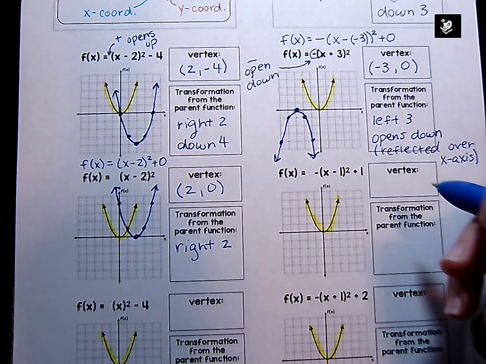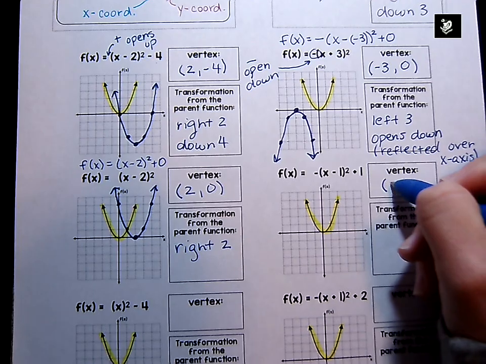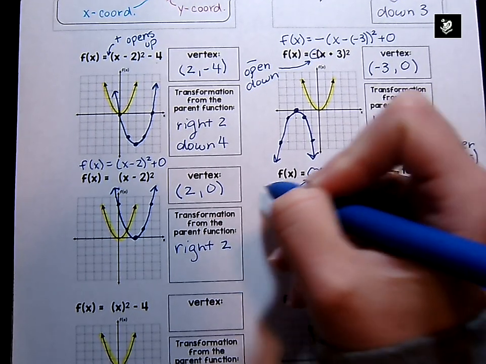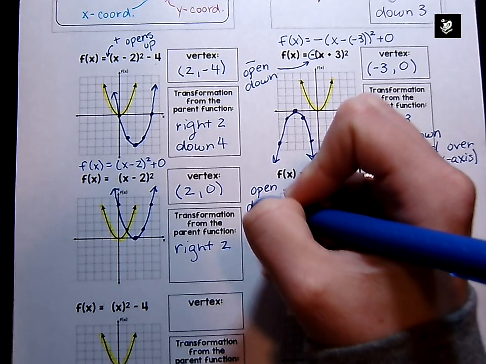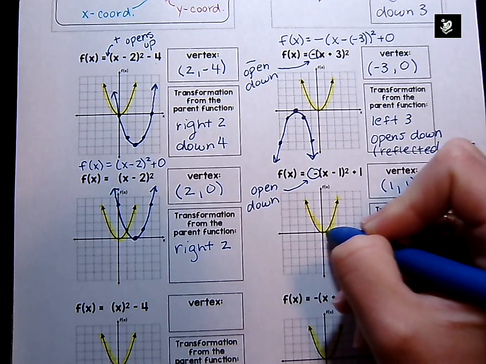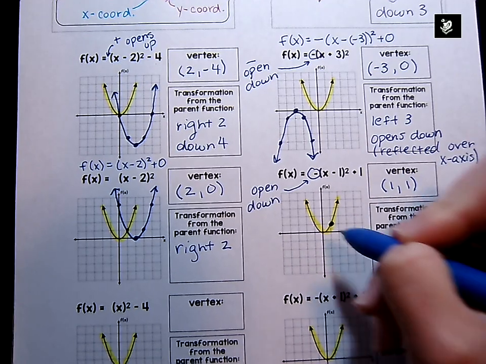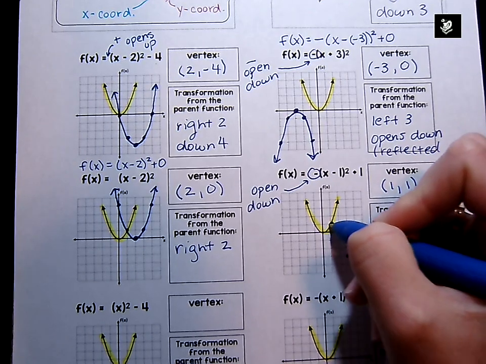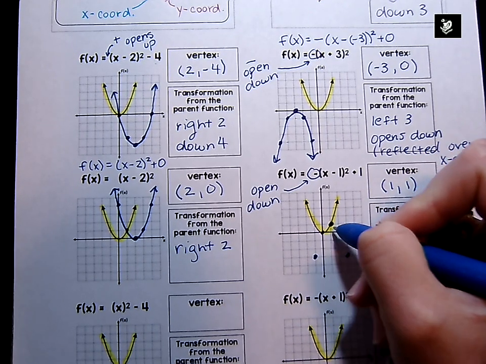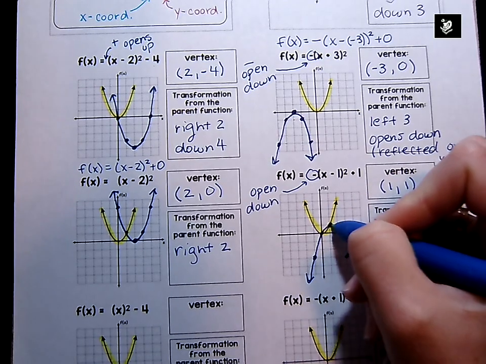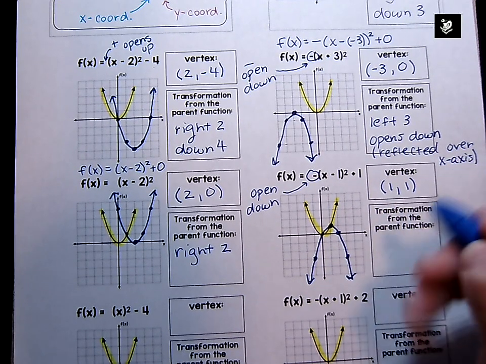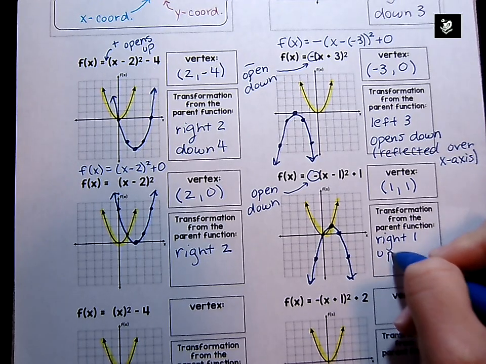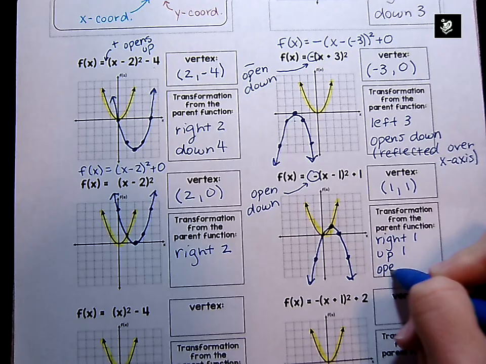For the fourth one, the vertex will be a +1 and another +1. I need to take note that this is going to open down because it is negative. So 1, 1 is my vertex. I need to open down, so down 1 over 1, down 3 over 1. Same thing on the other side. And so my transformation was that we went right 1, up 1, and open down.